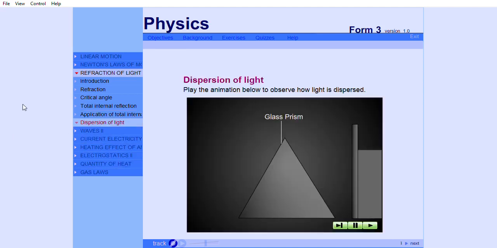Dispersion of light. Play the animation below to observe how light is dispersed.